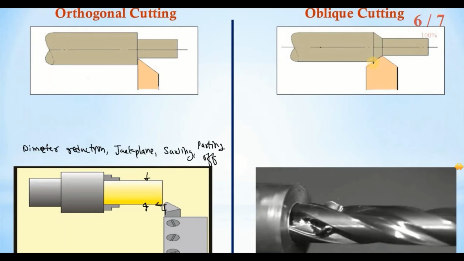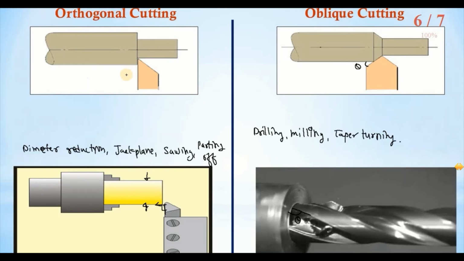And in oblique cutting, the cutting edge is at some angle theta, so you can see here the drilling operation, this cutting edge is at some angle theta. So examples like drilling, milling, and taper turning. These are the examples of the oblique cutting process.